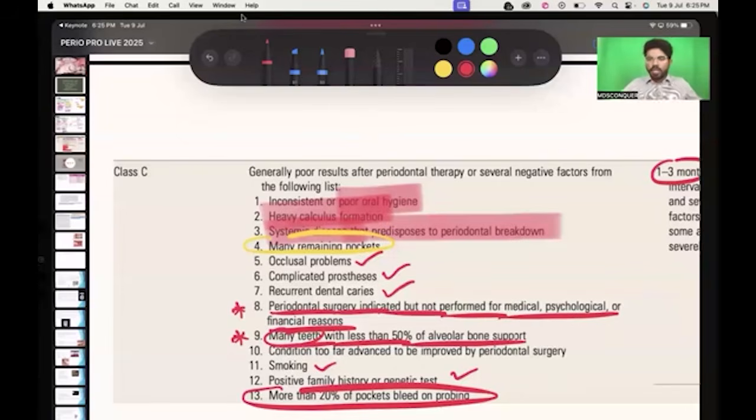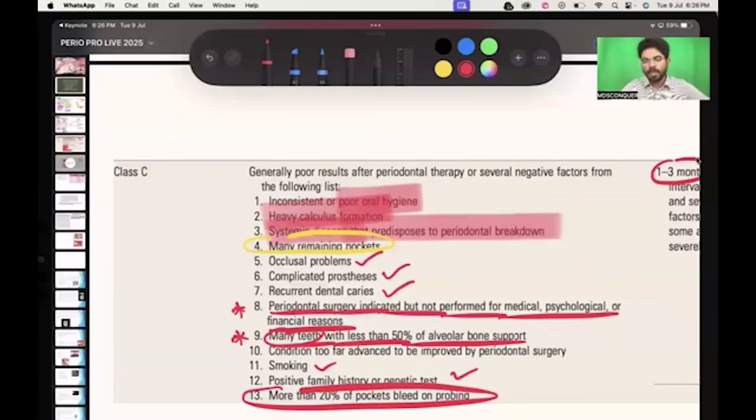Now check out your question number 1. Which of the following might indicate the necessity to classify a patient's periodontal problems as class C? The answer is periodontal surgery indicated but not performed for some other reasons, right?